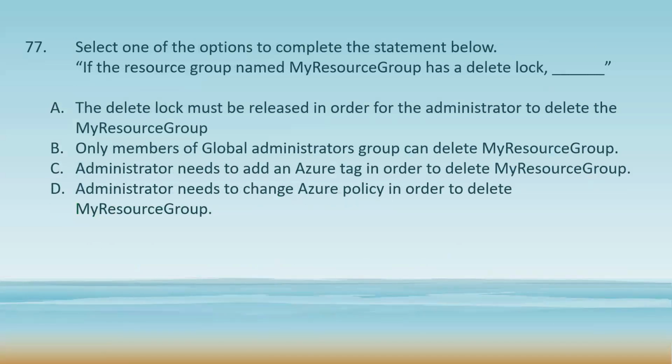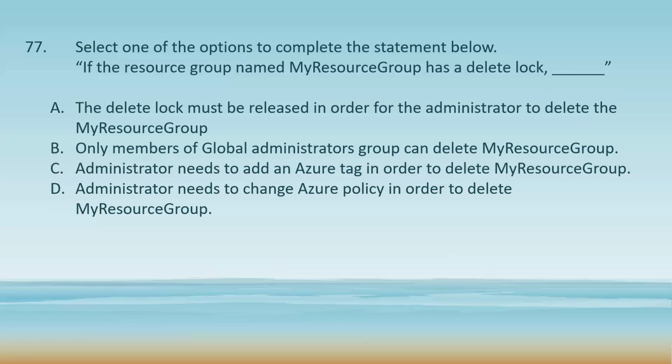Select one of the options to complete the statement below. If the resource group named My Resource Group has a delete lock, your options are: the delete lock must be released in order for the administrator to delete My Resource Group. Only members of the Global Administrator group can delete My Resource Group. Administrator needs to add an Azure tag in order to delete My Resource Group. Administrator needs to change Azure policy in order to delete My Resource Group.